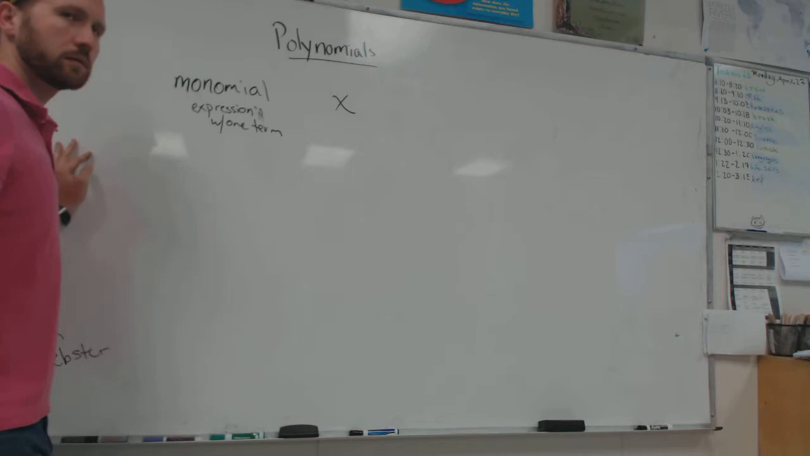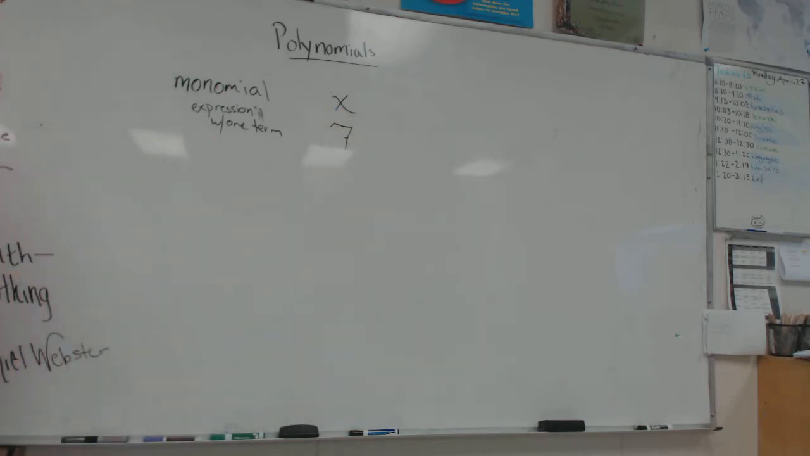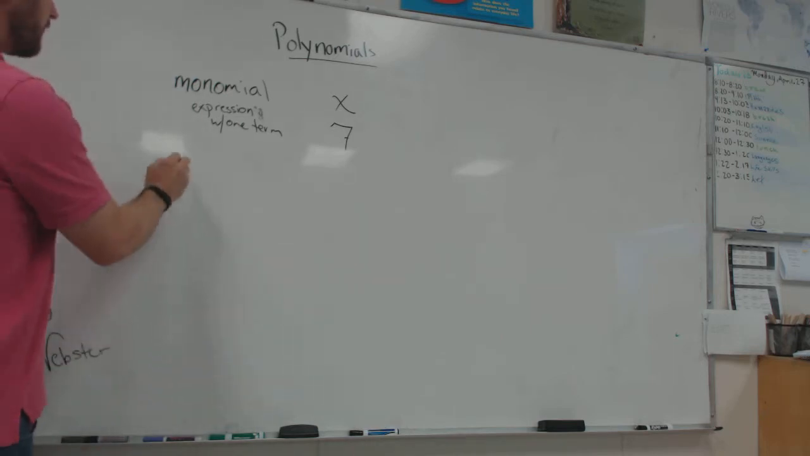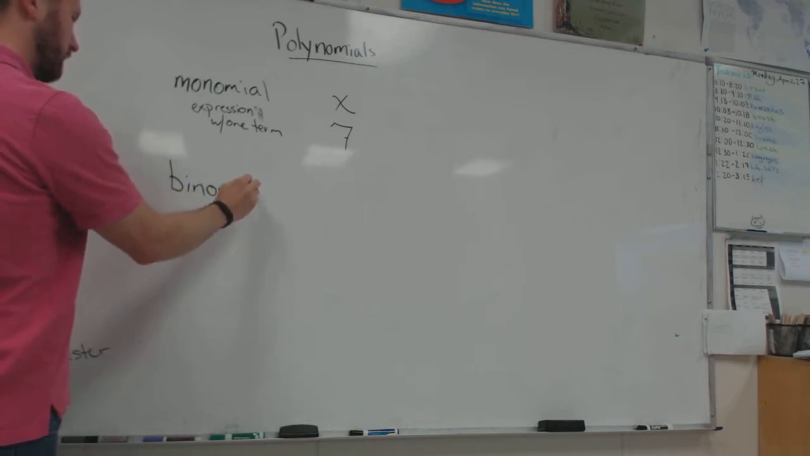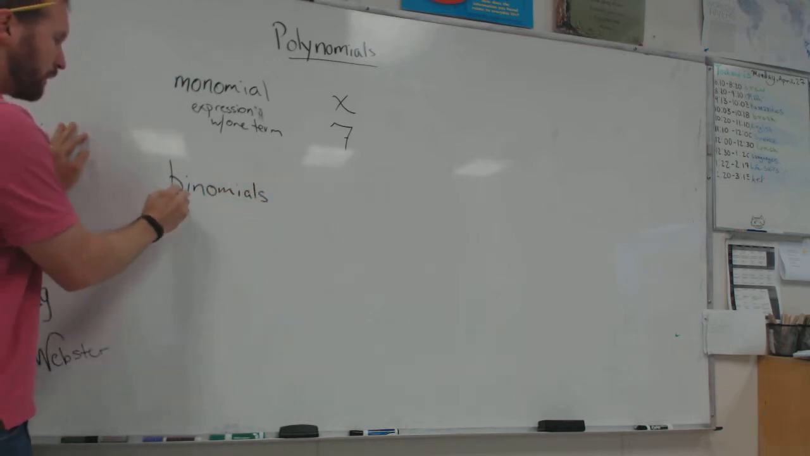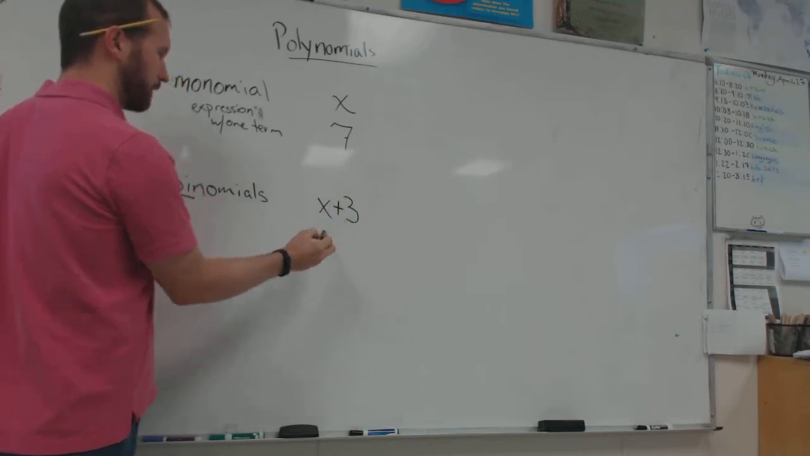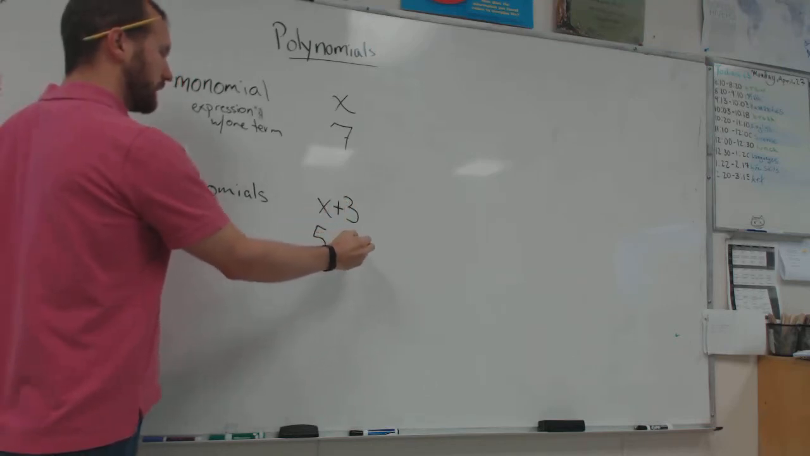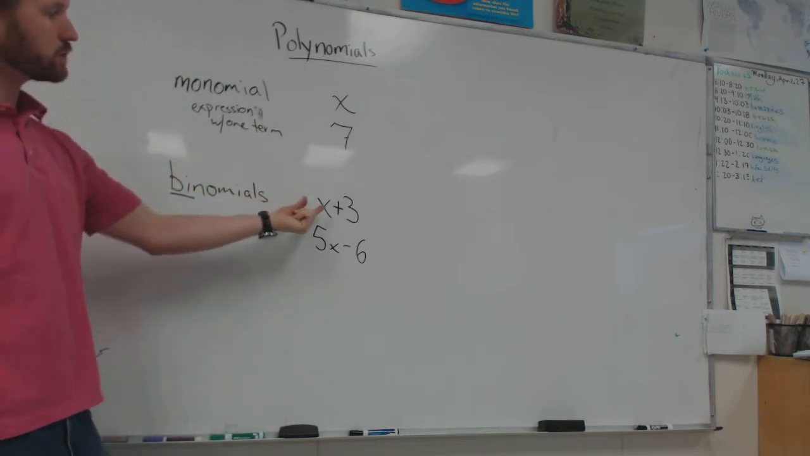X. What's a monomial? 7. Monomials. Then we have binomials. Binomials. Anyone want to guess how many terms? 2. X plus 3. This is a binomial. 5x minus 6. That's a binomial of 2 terms.